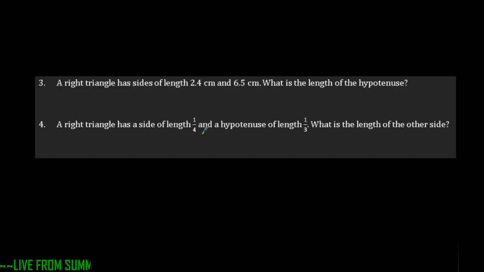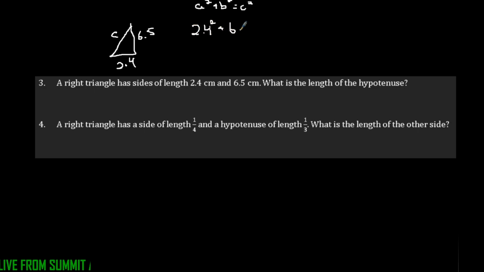For number 3, it says a right triangle has side lengths of 2.4 and 6.5. What is the length of the hypotenuse? So you have to draw out the triangle for yourself. Again, you're looking for that side length C, so this can be 6.5 and this can be 2.4. Use that Pythagorean theorem, so we have a squared, b squared, and c squared. Plug in your values and do it in order. Let's do 2.4 squared plus 6.5 squared is equal to c squared.